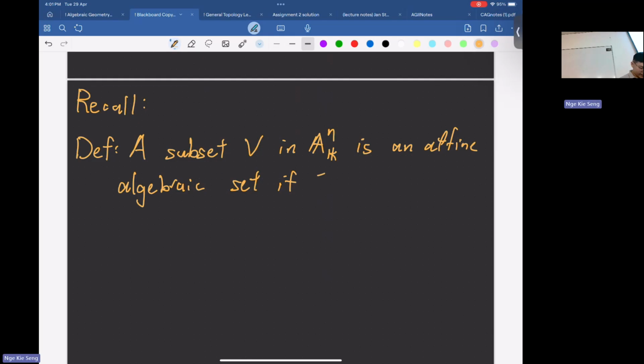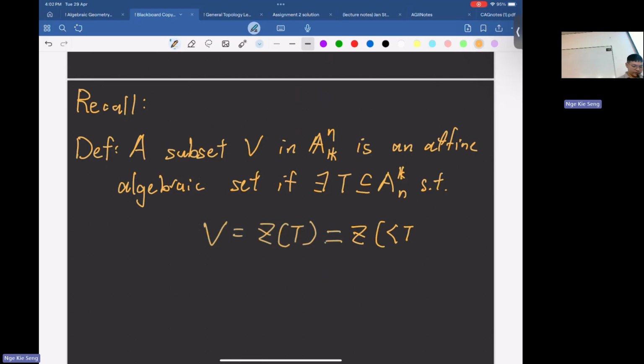if there exists a subset P inside the polynomial ring of n variables, such that this V here is the zeros of all the polynomials in P. And yesterday we proved that the common zeros of T is actually equal to the common zeros of the ideal generated by T. Right? This is what we proved yesterday.